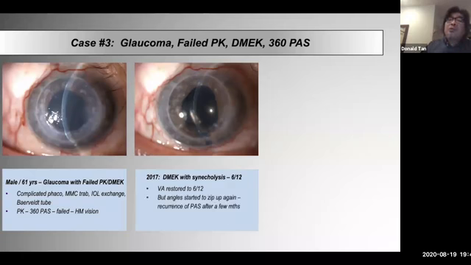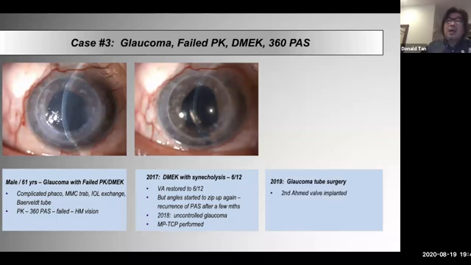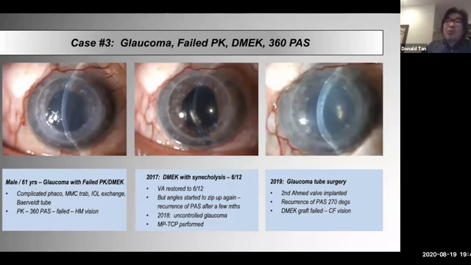But over the next few weeks to months, the angles started to zip up again. The PAS came back with a vengeance. Pressure went up, had the TCP done, micropulse, didn't work, had a second Ahmed valve, well, a Baerveldt and then an Ahmed. And that really damaged the graft. The PAS recurred 270 degrees. The DMEK graft failed, and we ended up with this again.